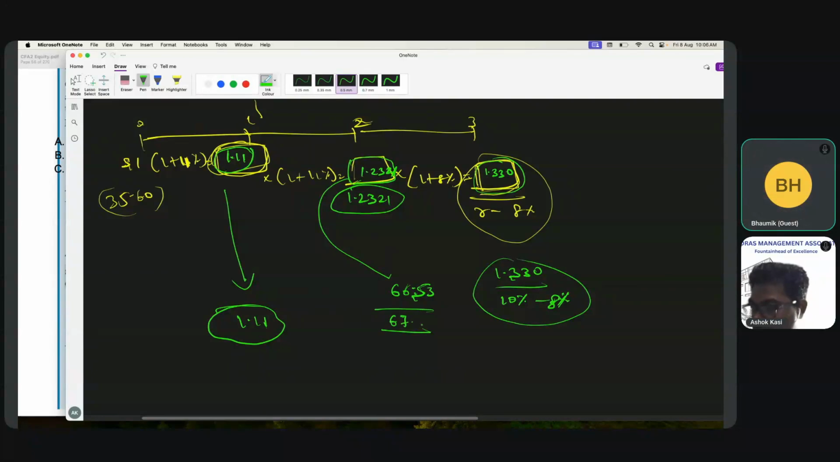67.621, right? 67.7621. Yeah. And this is 1.11. So again, you discount both with 10 percentage.